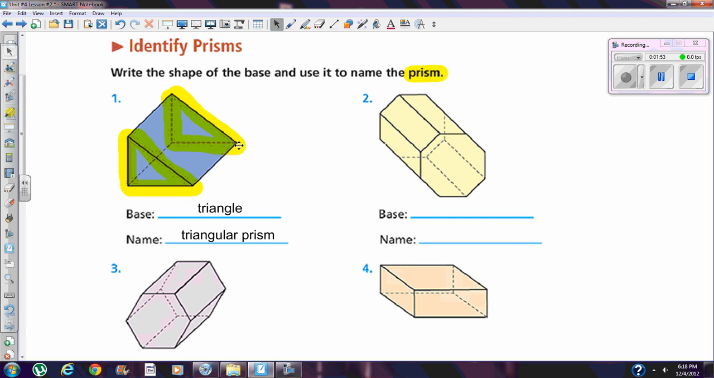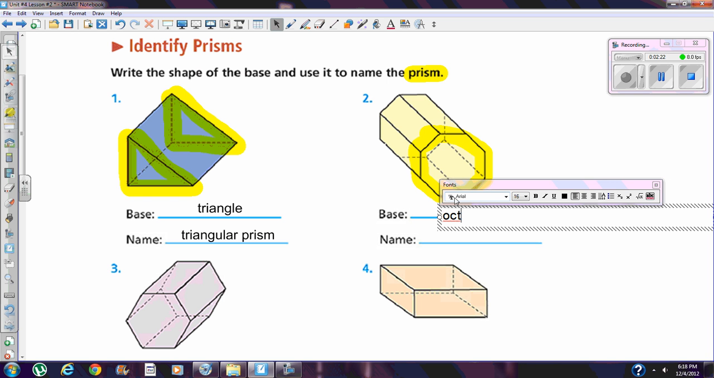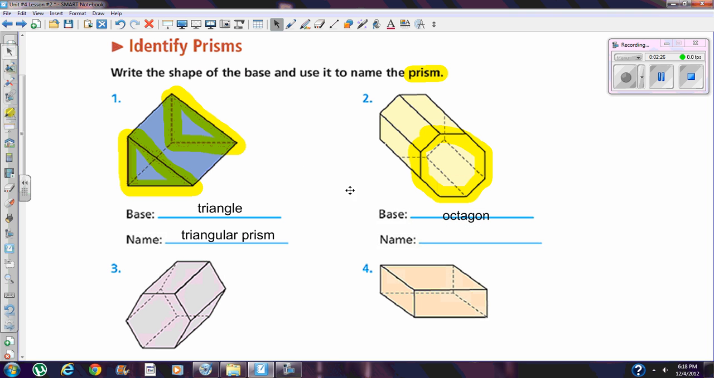Look at problem number 2 now. Make sure you copy number 1 in your notebook. Problem number 2, looking at the base and then naming it. So if you count the sides, you come up with 8. So the base is an octagon. So if the base names it, this would be called an octagonal prism.